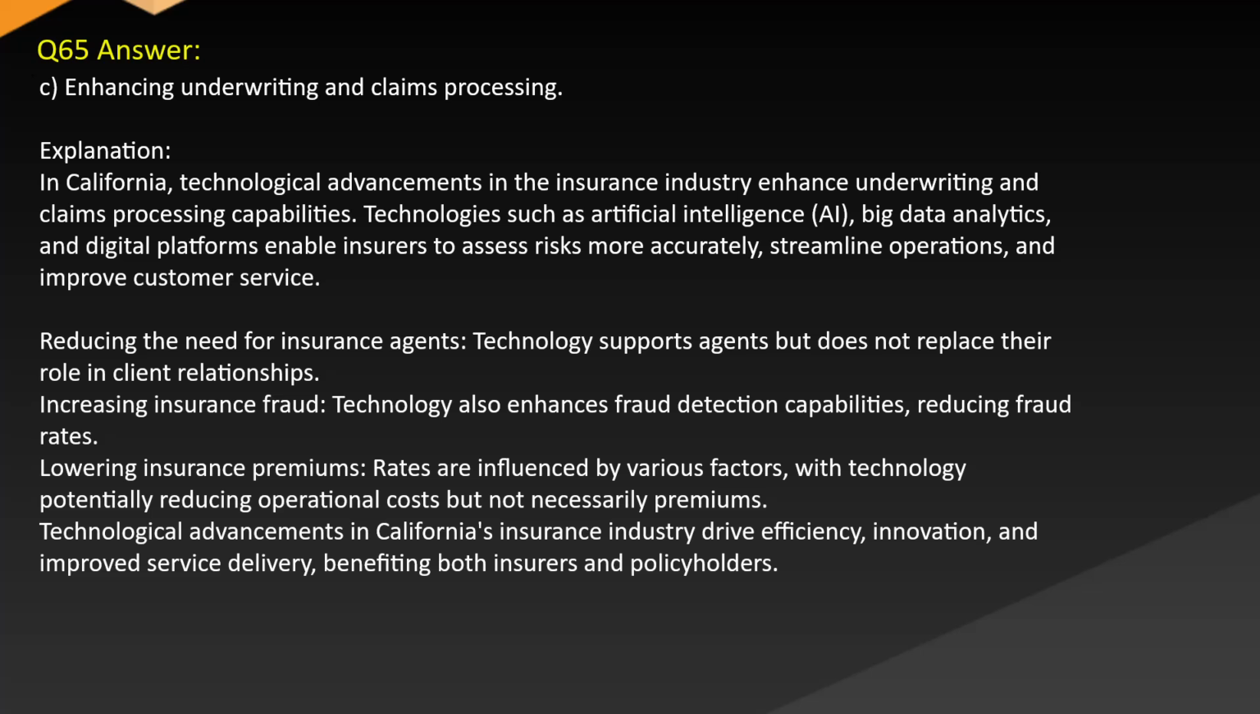Answer: C. Enhancing underwriting and claims processing. Explanation: In California, technological advancements in the insurance industry enhance underwriting and claims processing capabilities. Technologies such as artificial intelligence (AI), big data analytics, and digital platforms enable insurers to assess risks more accurately, streamline operations, and improve customer service. Reducing the need for insurance agents: technology supports agents but does not replace their role in client relationships.